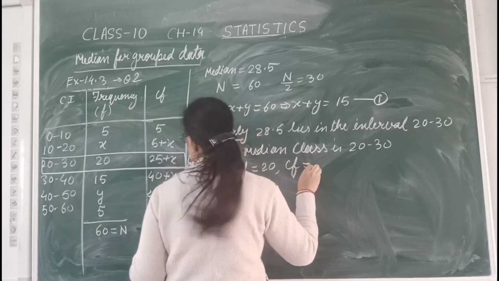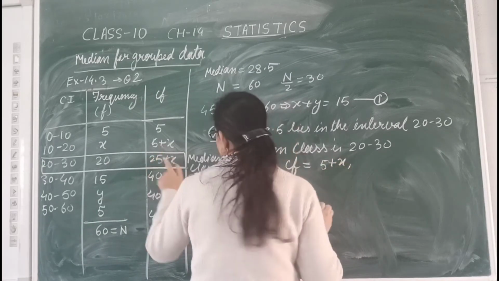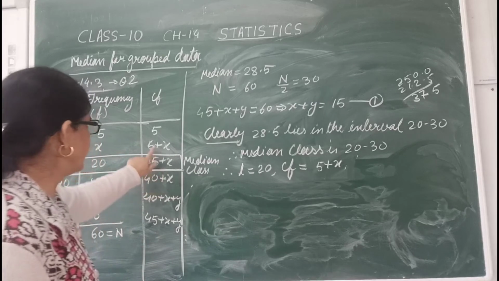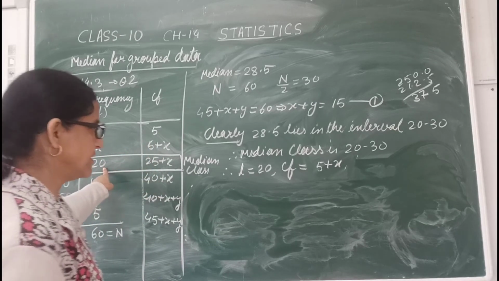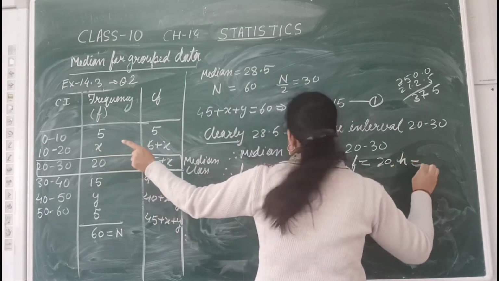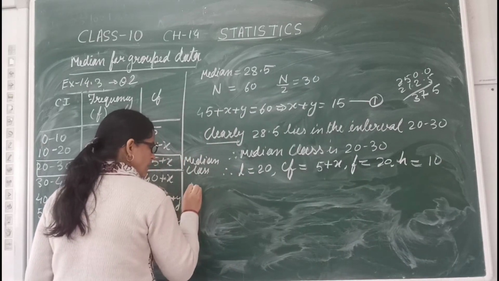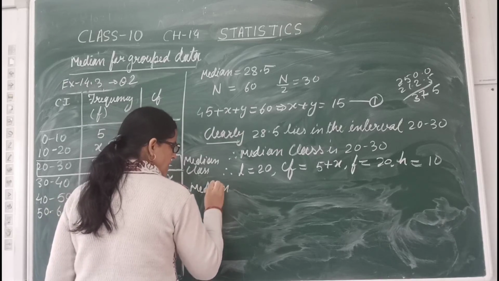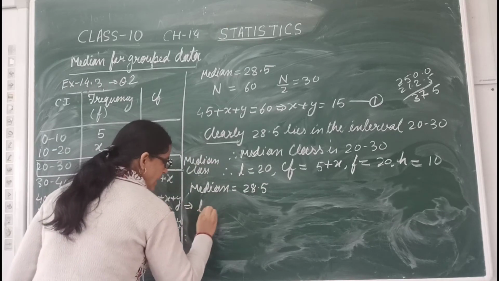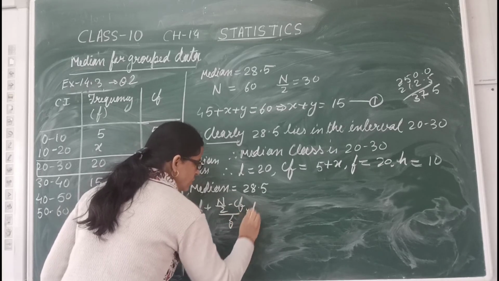CF equals the cumulative frequency before the median class. It is 5 plus x. So CF is 5 plus x, that is the cumulative frequency before the median class. And F is the frequency of the median class, that is F equals 20. And H is the width of the median class, that is 10. Now the median formula is, median equals 28.5. Now the median formula is L plus n by 2 minus CF by F into H.